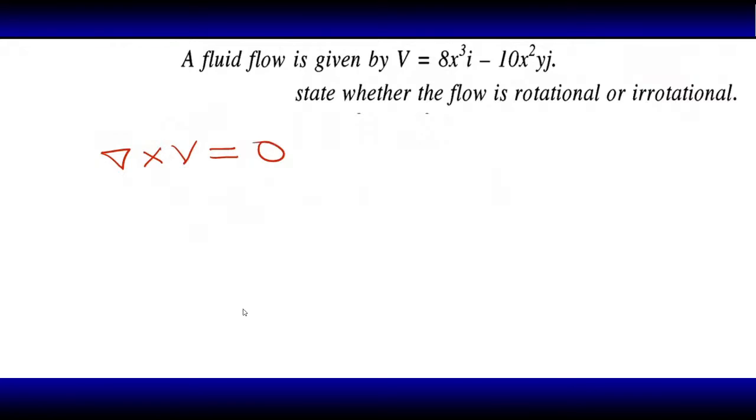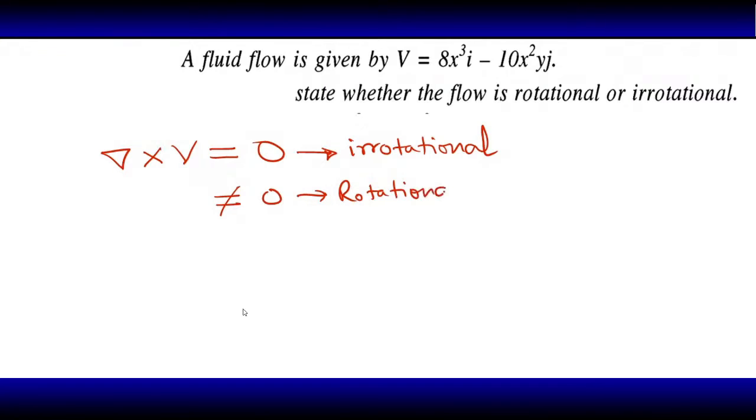Okay, I hope you have studied the curl vectors, right? So you can use del cross V equal to 0. If this satisfies, that means the flow is irrotational, and if it is not equal to 0, that means it is a rotational flow. So using this also you can find out.